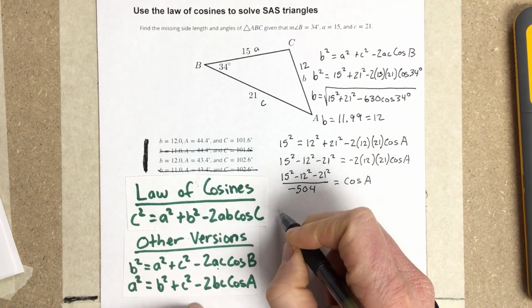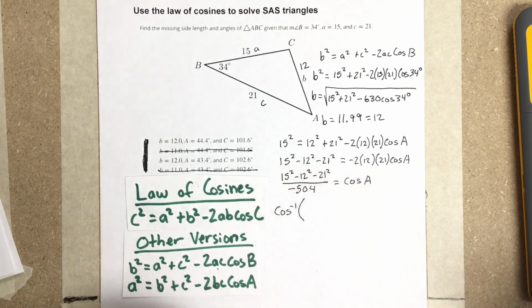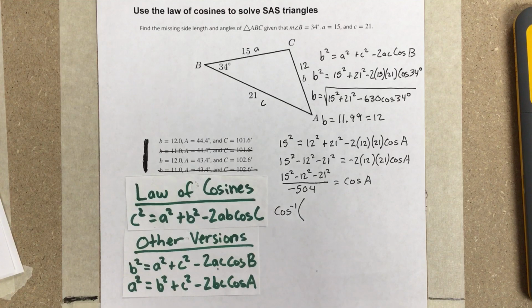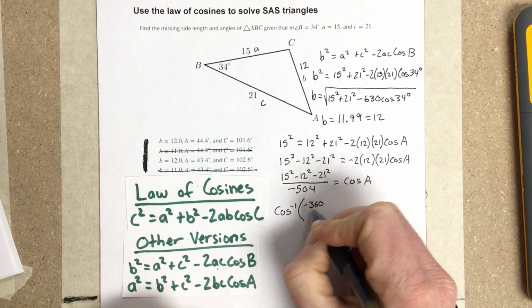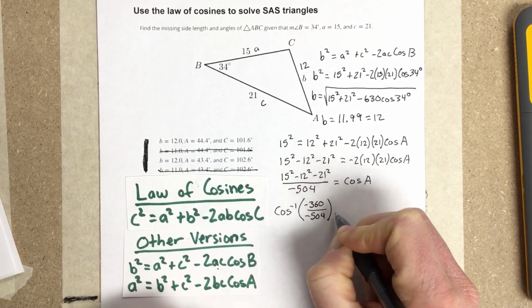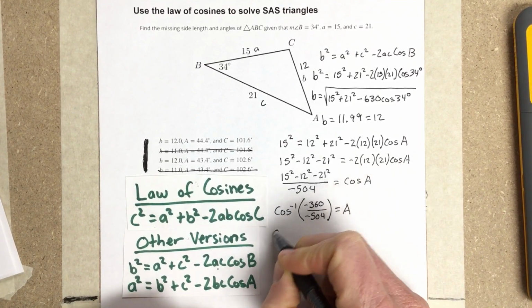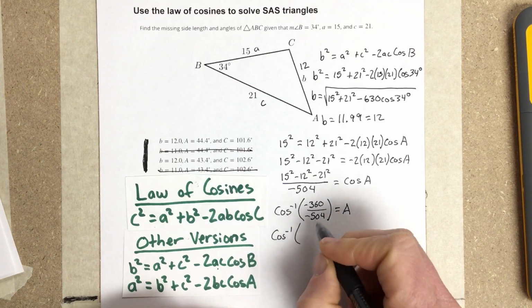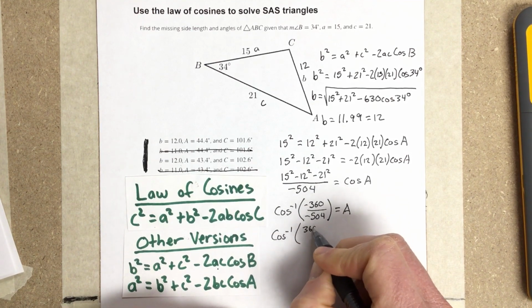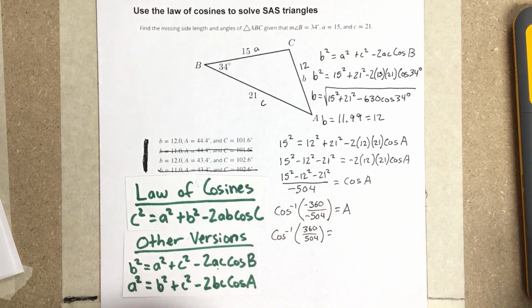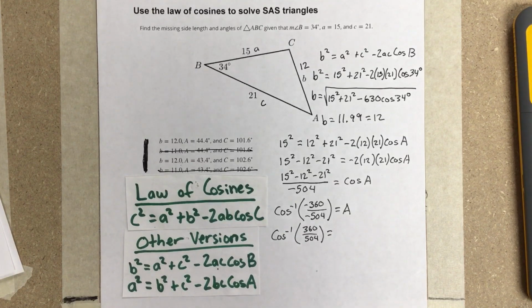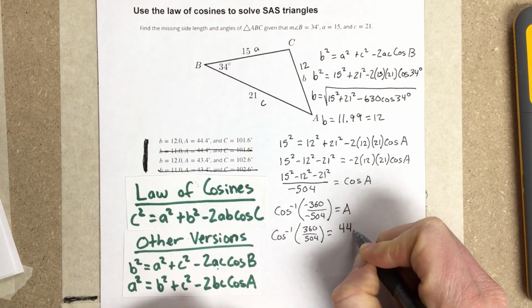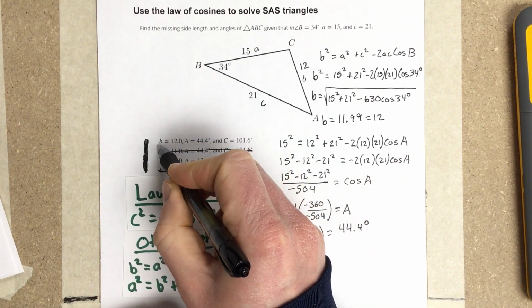And then we're going to do the inverse on each side. So we have cosine inverse of 15 squared minus 12 squared minus 21 squared. I get negative 360 over negative 504 is equal to A. So then I end up with cosine inverse of, if I divide the negatives, 360 over 504 is what A would be. We put that in the calculator. Get 44.4 degrees, which kind of gives away which answer this is. This is the top answer here.